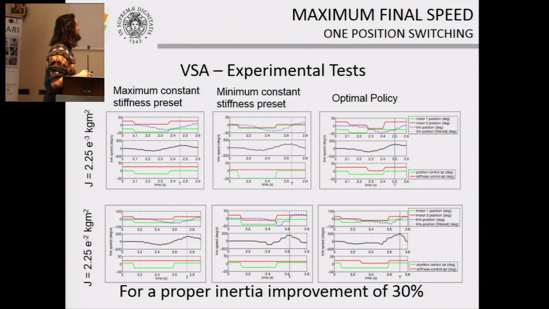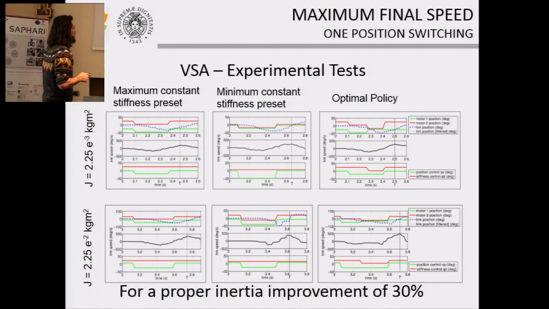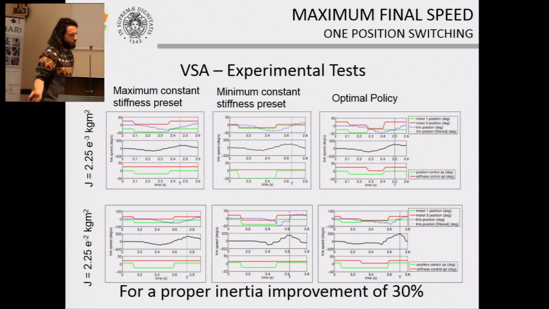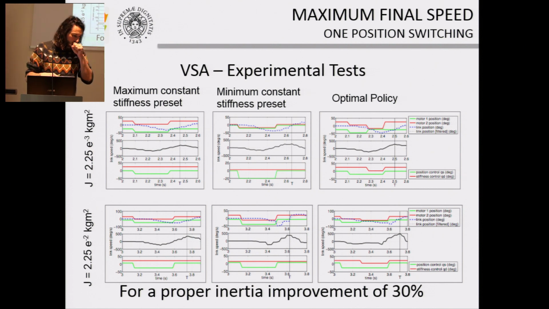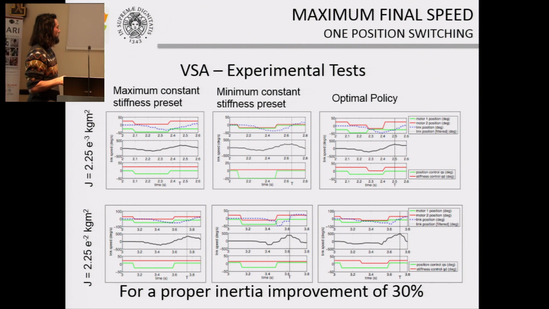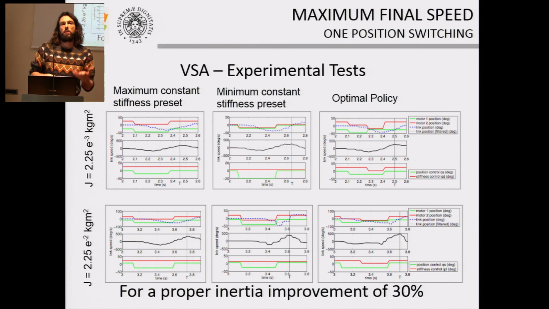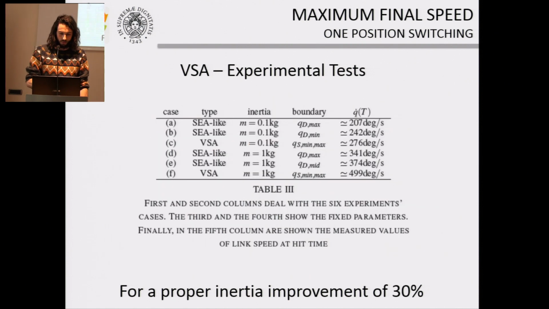Okay, here there are experimental results for two different inertia values, because of course, as in the other case, also in this case, the results of this model are valid for a proper dynamics of the system. And in this case, for a proper inertia, we found a further 30% improvement of the performance, so of the maximum speed, with respect to the series elastic case.